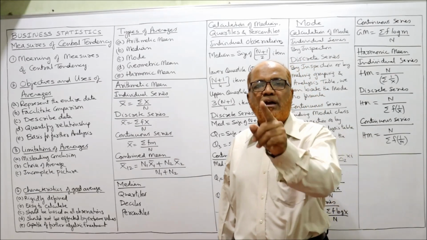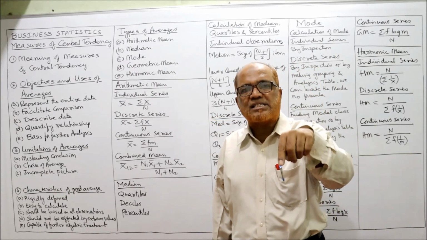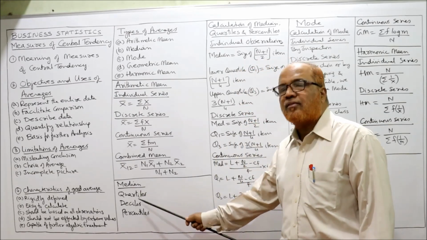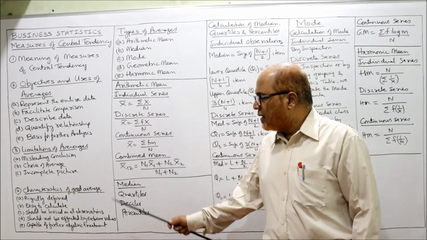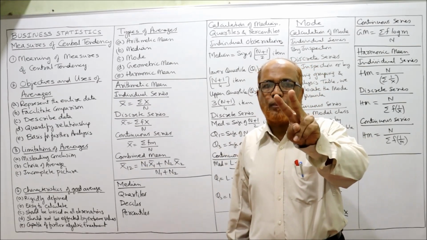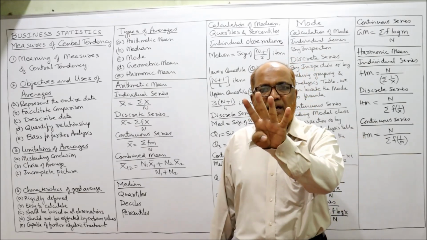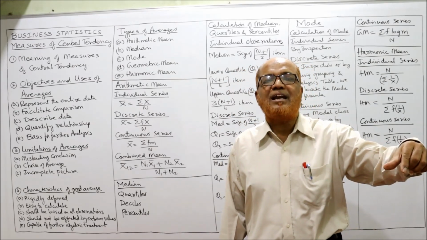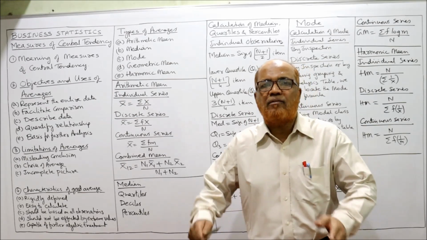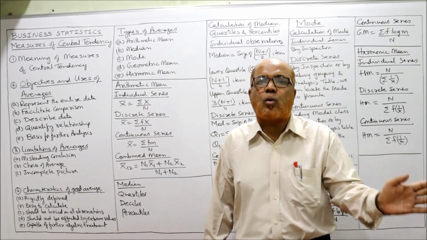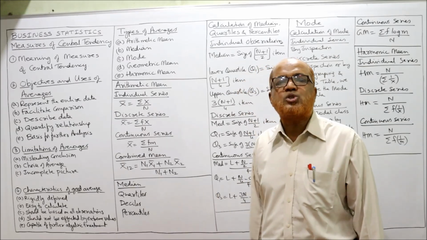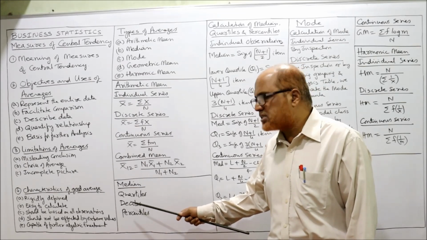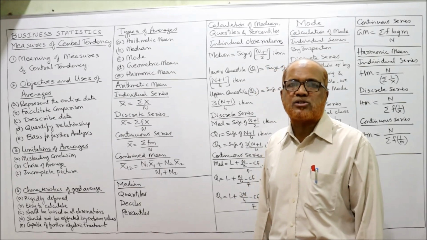Before calculating the median, first you have to arrange the data either in ascending order or in descending order. After arranging, you can calculate the median. Apart from median, we have quartiles, deciles, and percentiles. Median divides the data into two equal parts, quartiles into four equal parts, deciles into 10 equal parts, and percentiles into 100 equal parts. All four are positional averages.